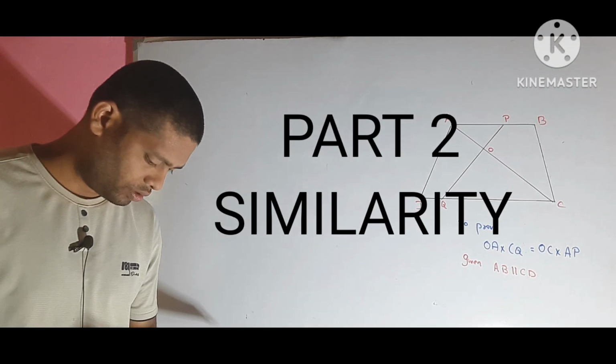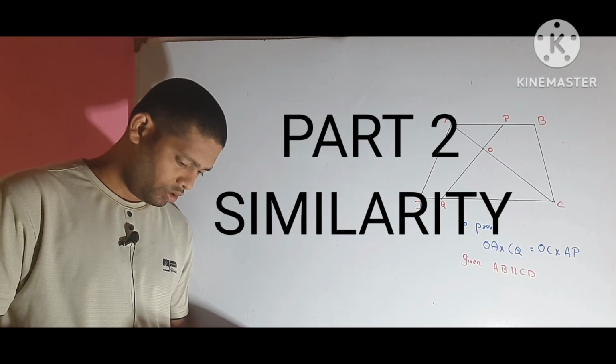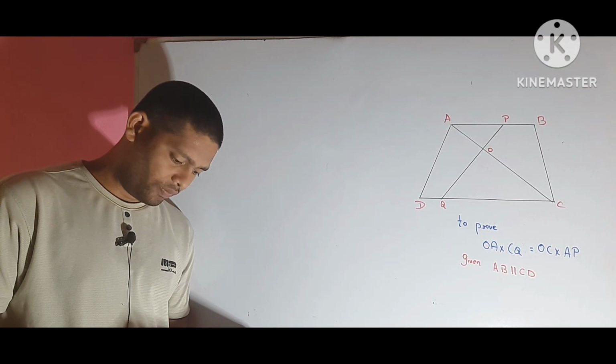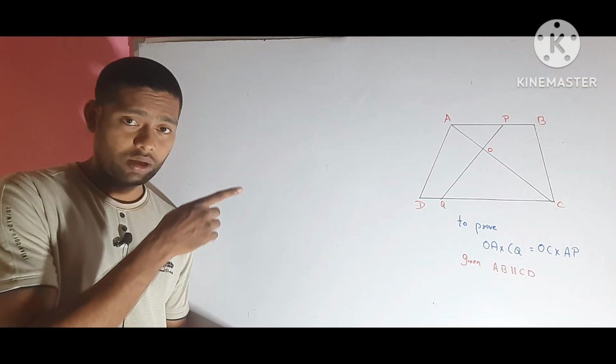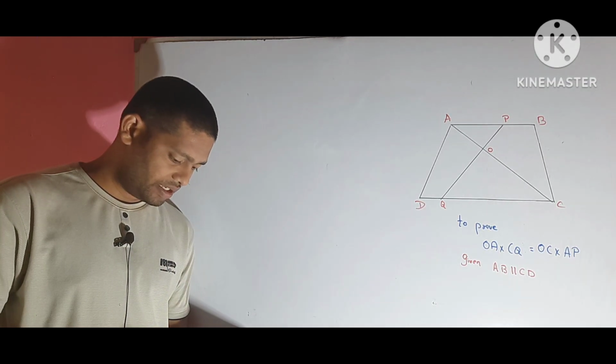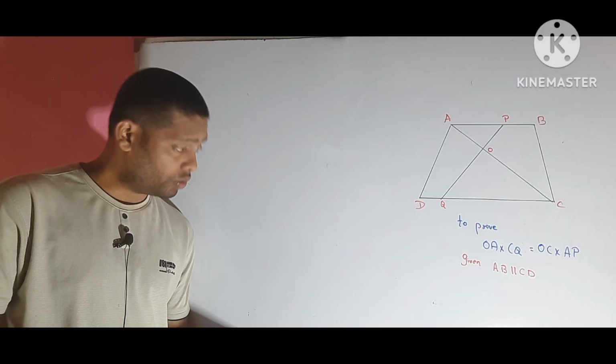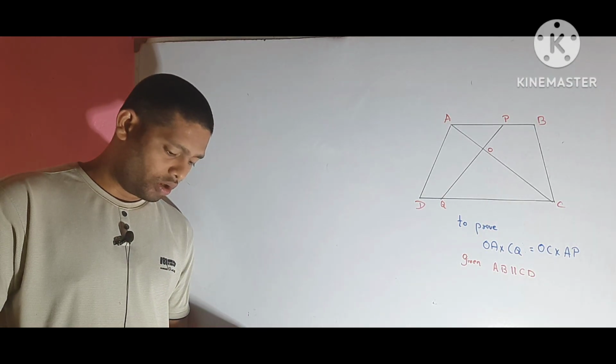This is the first question of the next video. The question is: in the adjoining figure, where AB is parallel to DC, if AC and PQ intersect at the point O, you have to prove this one.